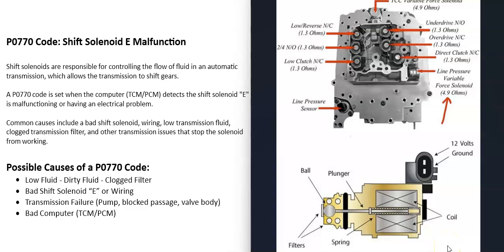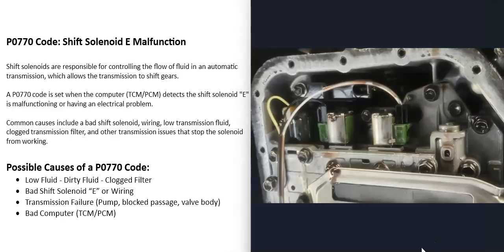You can also check the wires going to it for voltage, usually 12 volts, but again, be sure to check a wiring schematic for that vehicle to know for sure. But if you have a multimeter, you can check the wiring and be sure that's good. Because the next thing that's going to cause this is either that shift solenoid E's gone bad or the wiring going to it.